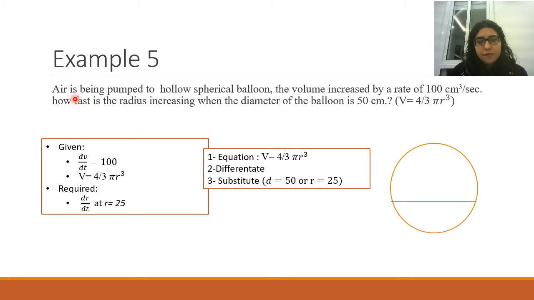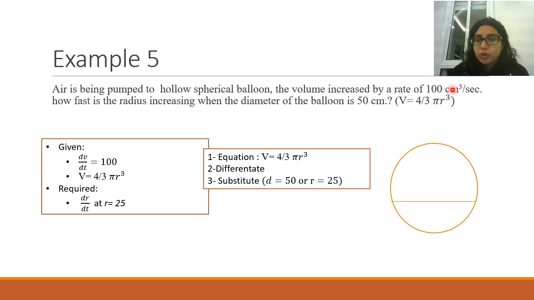So example 5. Air is being pumped to a hollow balloon. The volume is increased by a rate of 100 centimeter cube per second. So I have here a new parameter: dV by dt is plus 100. How fast is the radius increasing? Radius increasing, so he's asking about dr by dt if the diameter is 50.